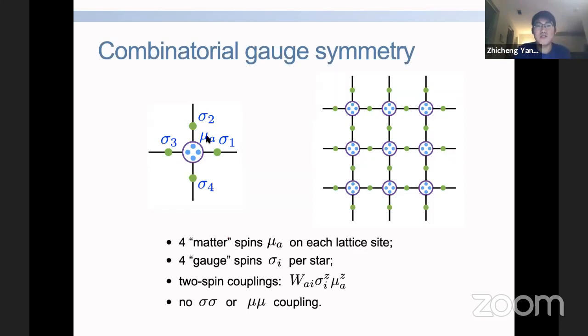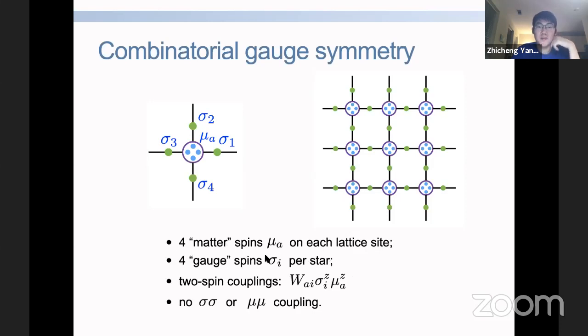So this is my convention. I always label the gauge spins as sigma and the matter spins as mu. So this is how it looks on the lattice, and this is if I pull out a single star. You can see that there are 4 matter spins on each lattice site, and there are 4 gauge spins per star operator.